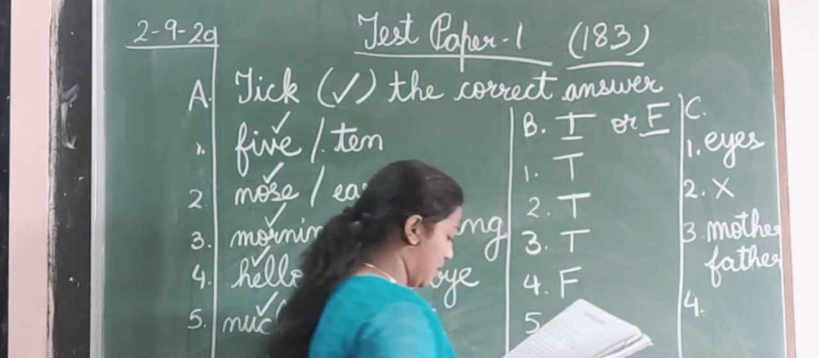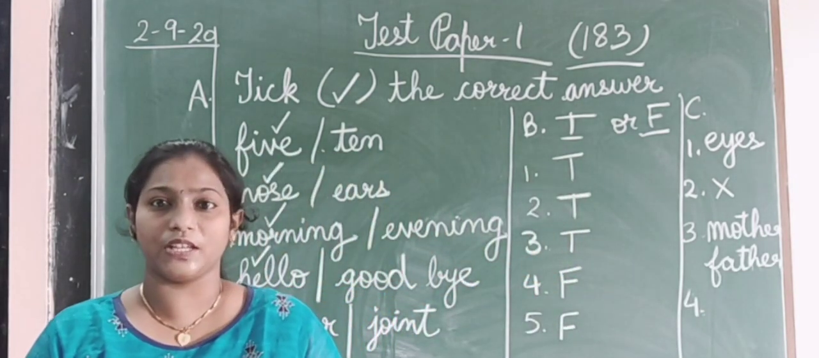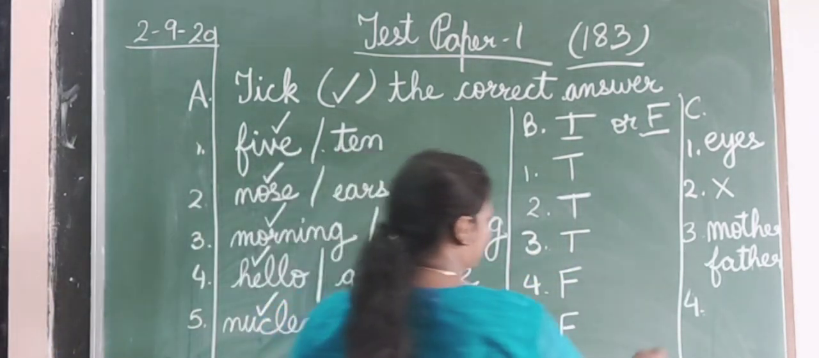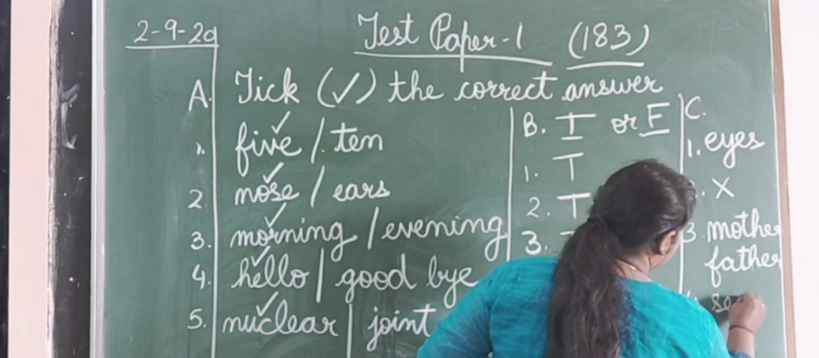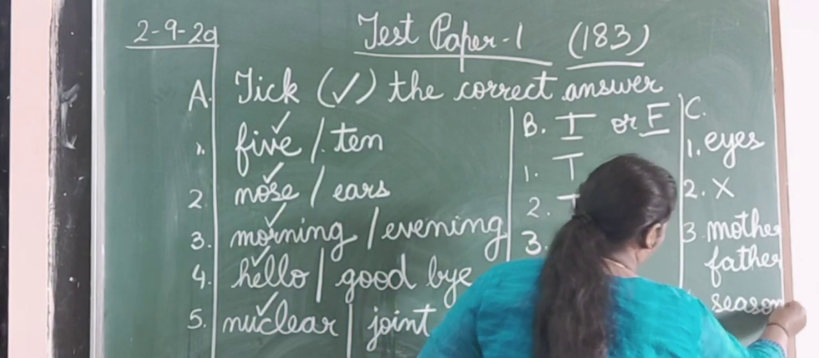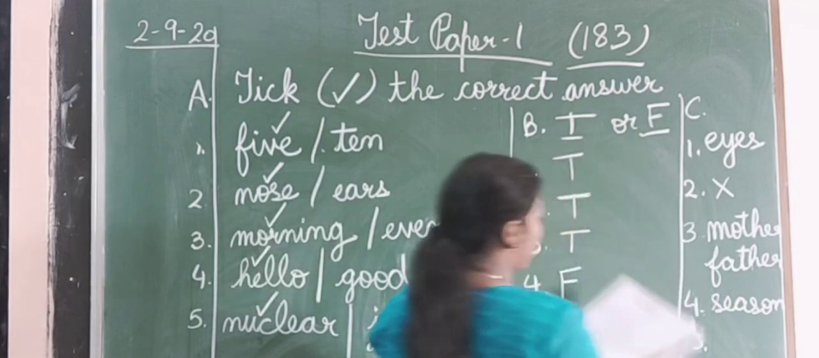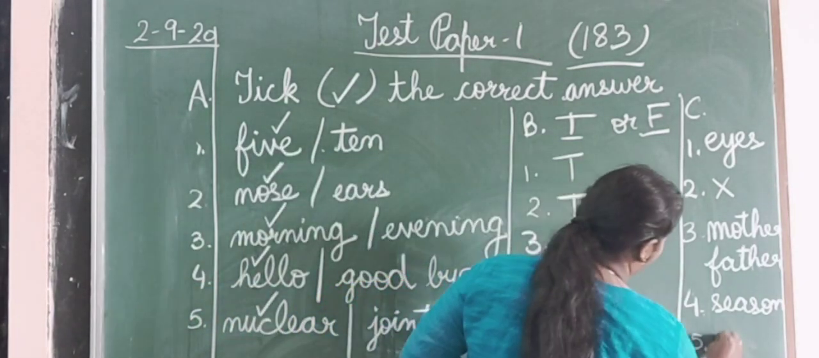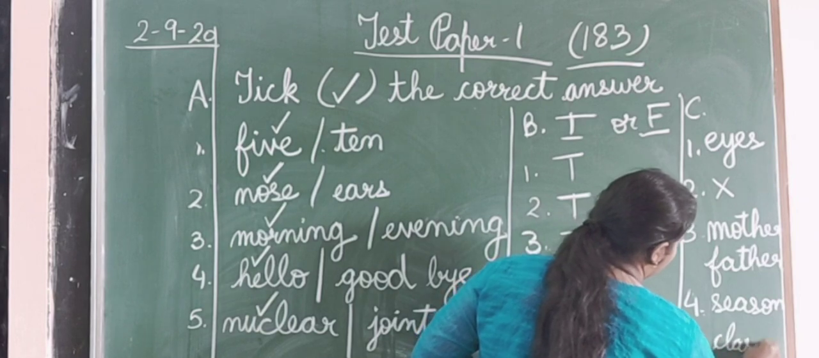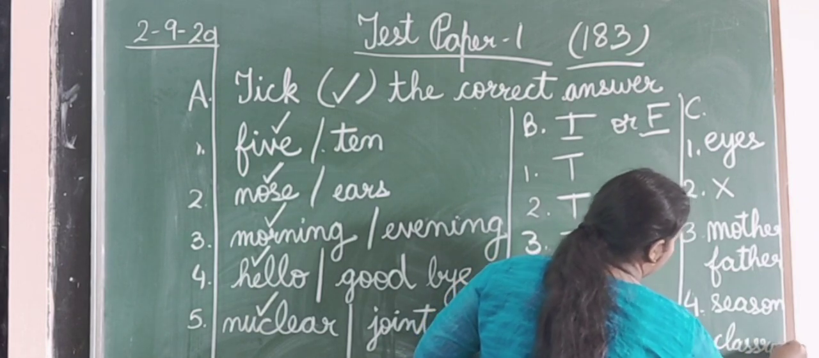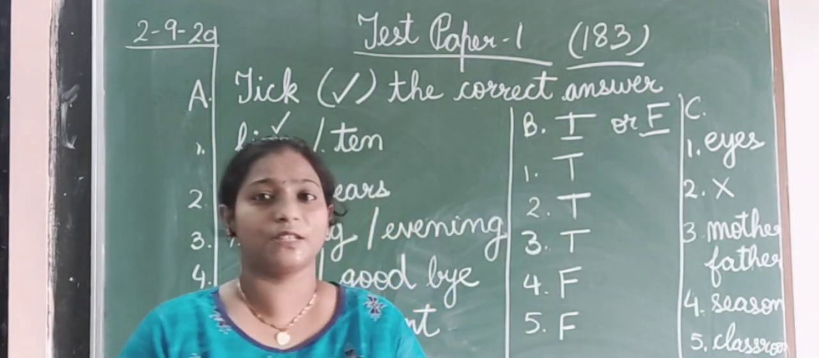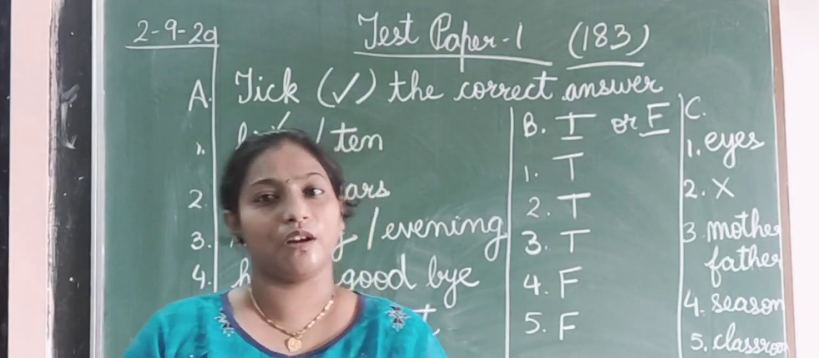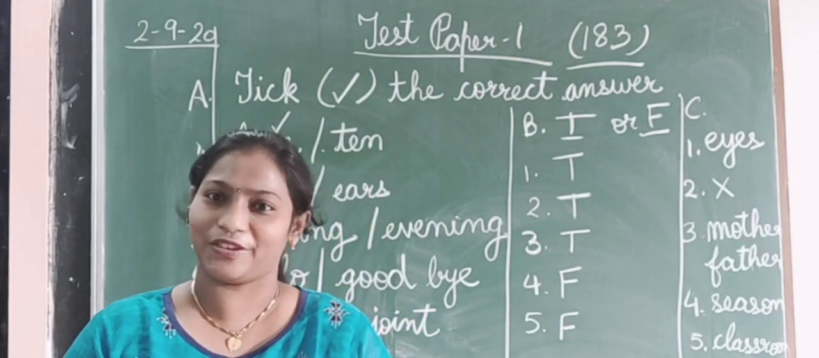Fourth one, our clothes change with change in season. Season के साथ हमारे clothes change होते हैं. And fifth is, in school we study in the classroom. So here we complete with test paper 1. Now you are going to complete it and you are going to revise it.